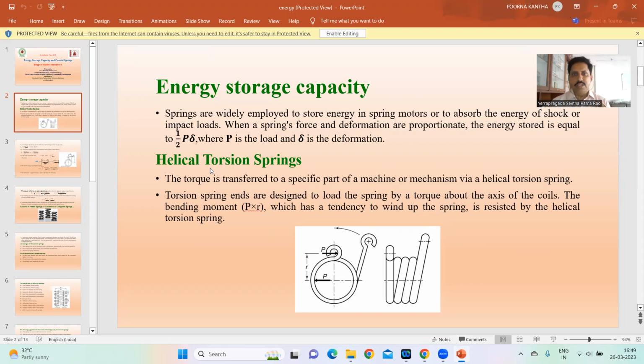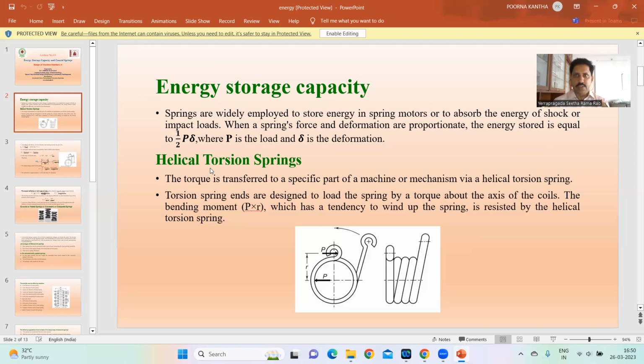Whenever the spring force and deformation are proportionate, the energy stored is equal to half P delta. How did we get that relation? That is the gradually applied load acting on the spring. That is the area of the triangle, which gives the total energy stored in the spring, given by half P into delta, where P is the load and delta is the deformation.